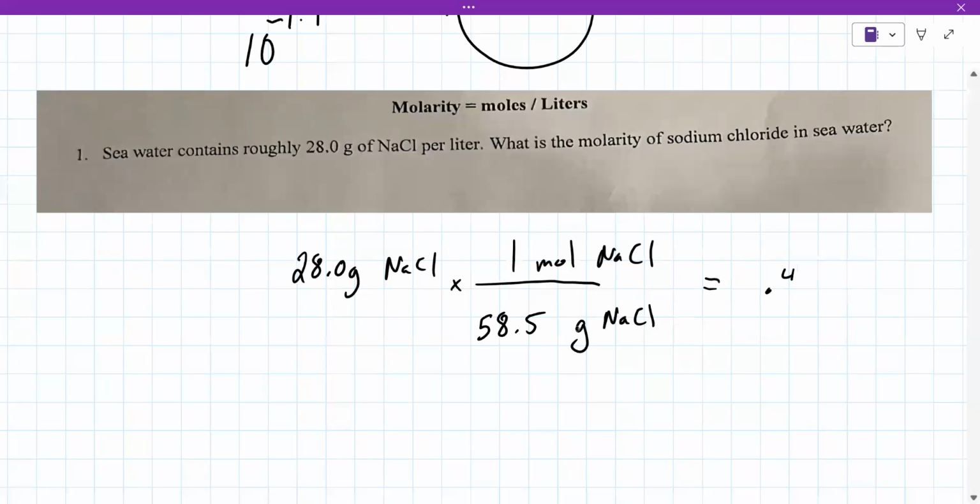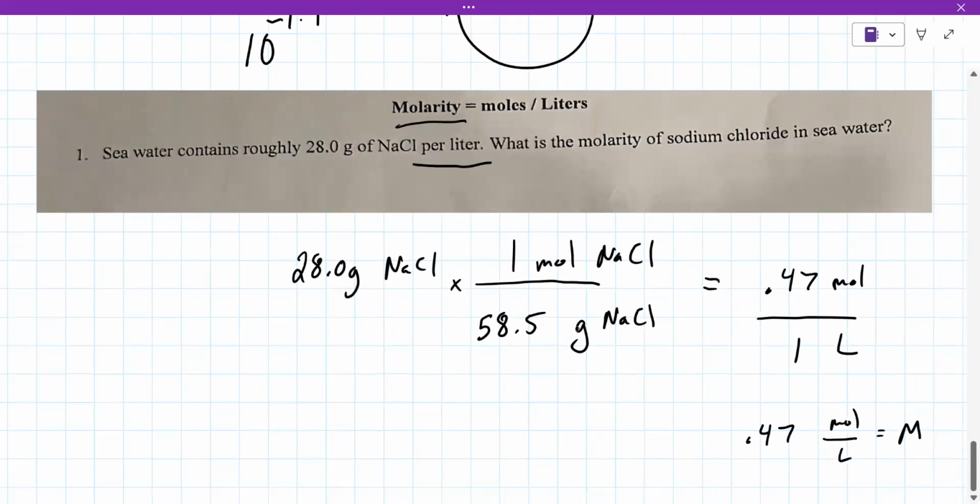I got 0.47. Okay, that's fine. That's moles. Now molarity is moles per liter, and it already was in liter. So this is your molarity. It's 0.47 moles per liter, sometimes written as just M, big M for molar.